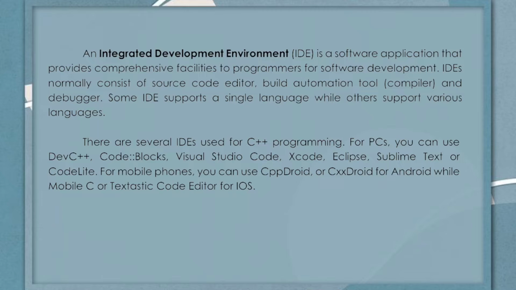There are several IDEs used for C++ programming. For PCs, you can use Dev C++, CodeBlocks, Visual Studio Code, Xcode, Eclipse, Sublime Text, or CodeLite. For mobile phones, you can use CppDroid or CxxDroid for Android, while MobileC or Textastic Code Editor for iOS.